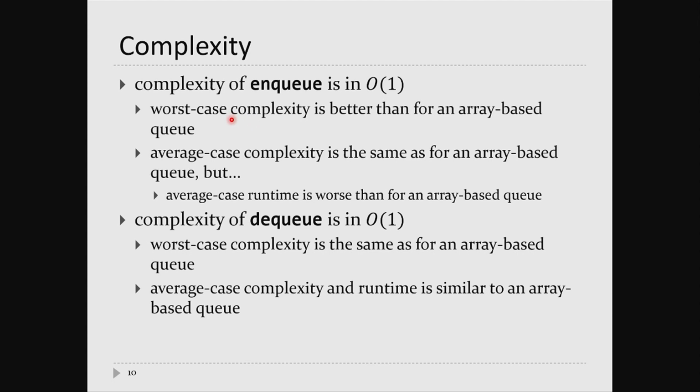Now its worst case is much better than an array-based queue. Remember, in an array-based queue, every once in a while it's big O(n). Most of the time, it's big O(1). Now, the problem with implementing a node-based queue is that on average, the average case complexity is the same as for an array-based queue. They're both O(1). But if you count the number of operations that you have to do in a node-based queue, it's actually worse than for an array-based queue.